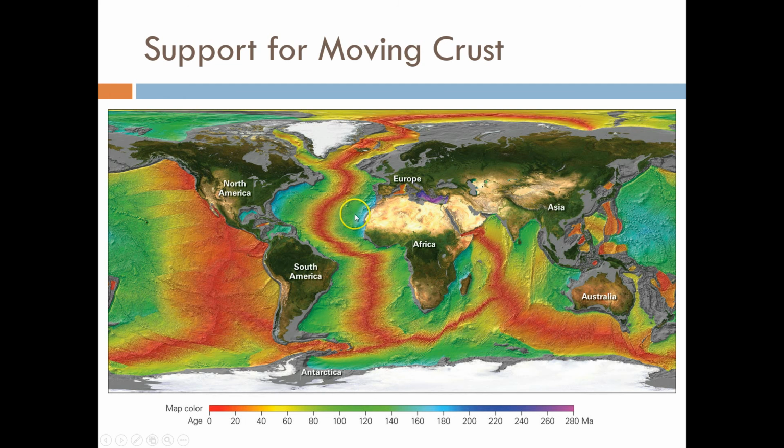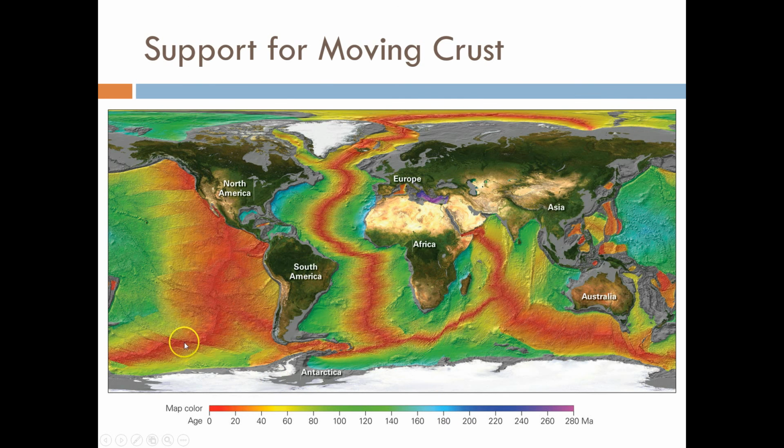The oldest rocks are right on the edges of Africa and North America, and those represent when Pangea first broke apart, which is right around 200 million years ago. You can see the mid-Atlantic ridge here is fairly narrow, really well defined.